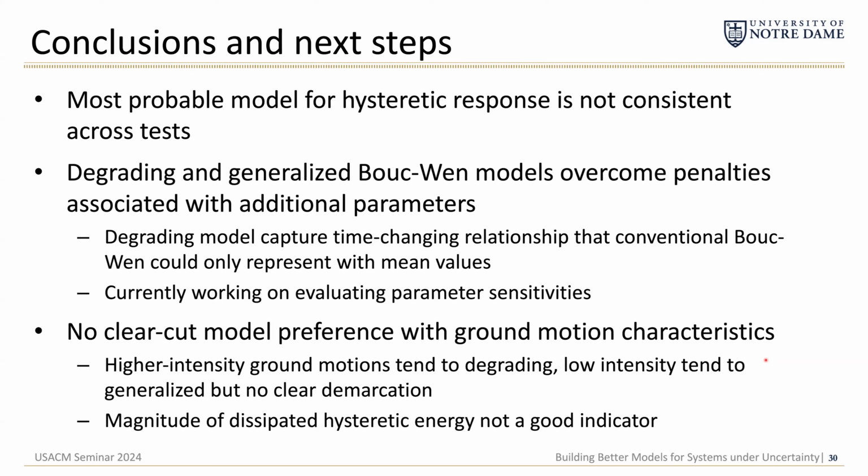But interestingly, there was no clear-cut model preference with respect to ground motion characteristics, where higher intensity ground motions did tend to prefer the degrading Bouc-Wen, lower intensity did tend to prefer the generalized. However, there wasn't a clear-cut indication there. And then also that the magnitude of dissipated hysteretic energy ended up not being a good indicator for model preference. That was a little bit surprising. We were wondering if that might be a good hint in understanding this model preference.